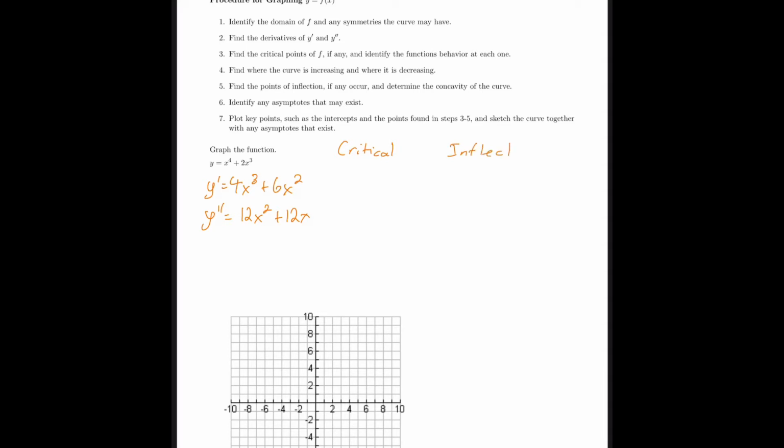Okay, so now we're going to set both of those equal to 0 and solve to figure out where our critical values are and our inflection points. So critical and inflection. Okay, so the critical is 4x cubed plus 6x squared equal to 0. Factor out a 2x squared, and you're left with 4x plus 3 equals 0.